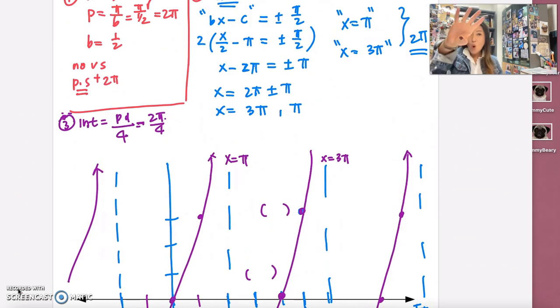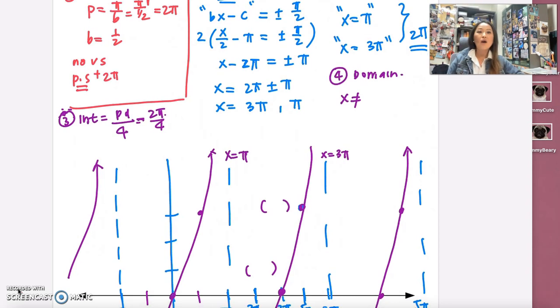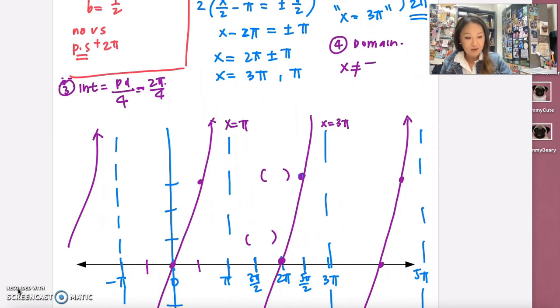Oh, step 4. Step 4 is your domain, which is basically your asymptotes, right? Your x cannot be where? Where does it start? Cannot be x equals pi, but every 2 pi k, where k is an integer.